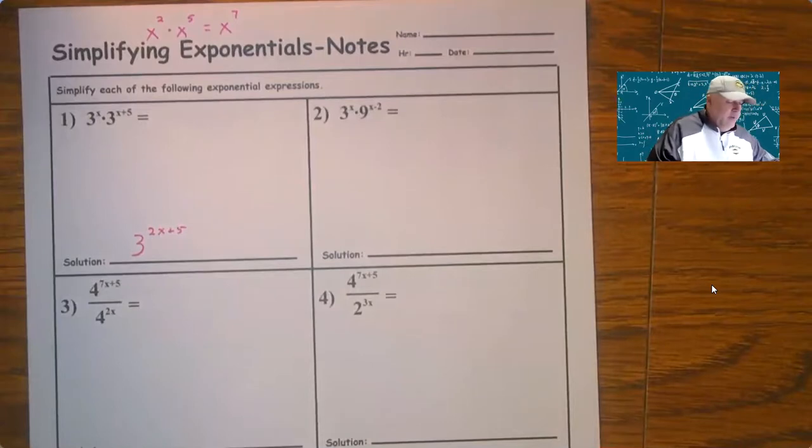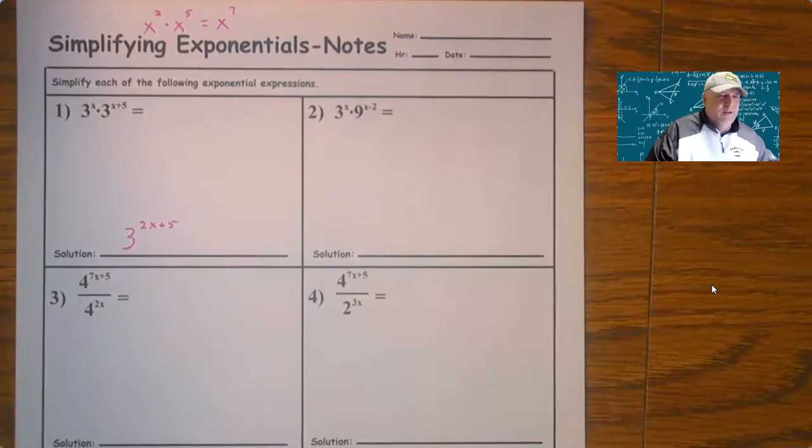Okay, I think I changed my answer. I had the wrong answer on the answer key. Wow, first problem of the new trimester. Not a good thing. But that is correct, 3 to the 2x plus 5.